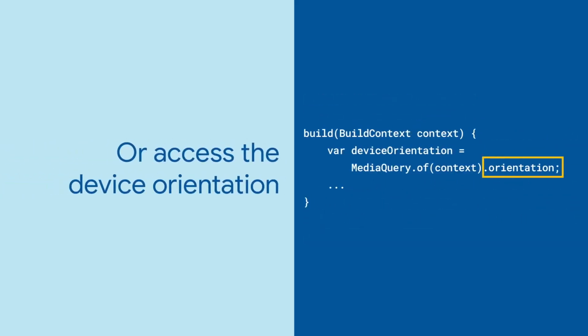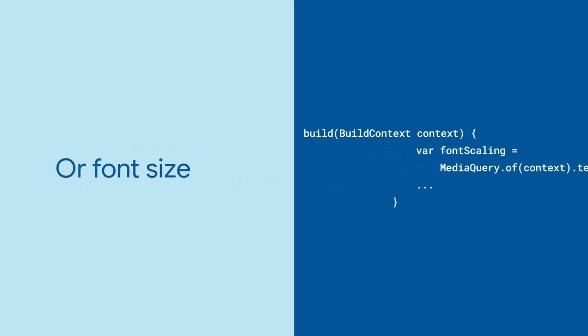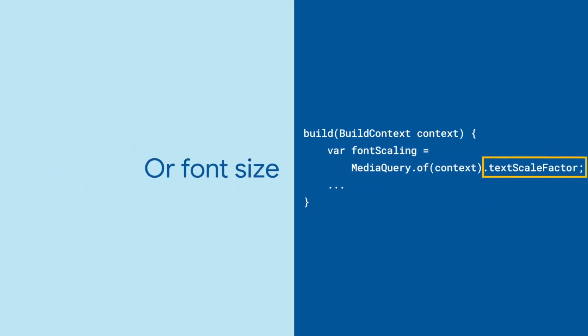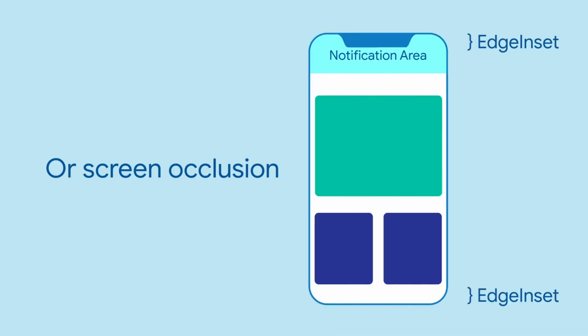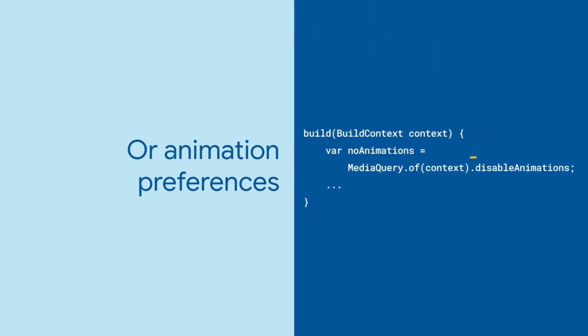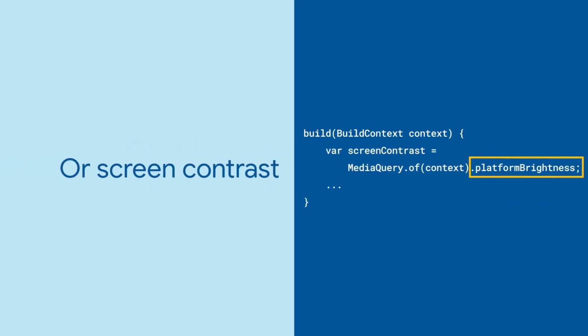MediaQuery also allows you to check your device's orientation or determine if the user has modified the default font size. You can also check out the parts of the screen that are obscured by System UI, much like a lower-level Safe Area widget. You can look up interesting accessibility information, like whether the device is requesting you limit your animations, or the level of screen contrast.